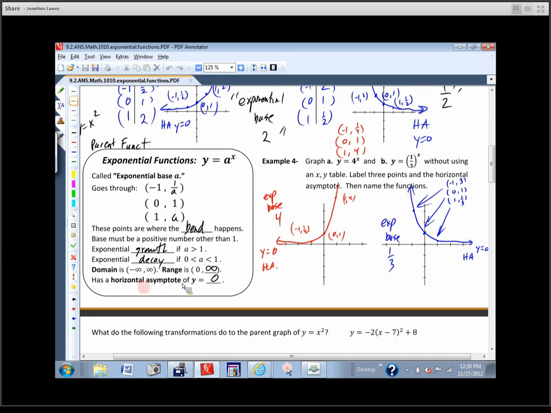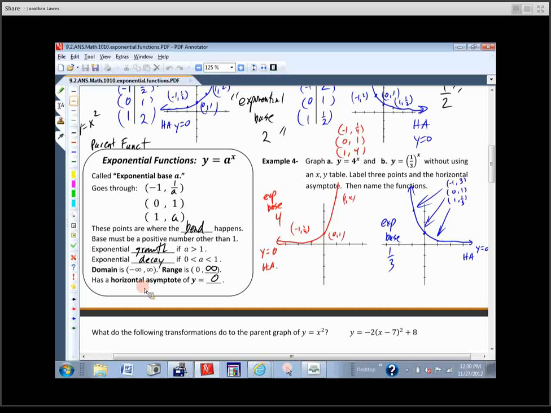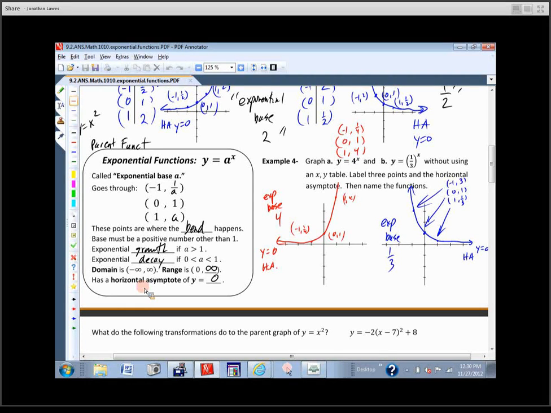The domain, you can plug in anything you want. Any number you want to plug into an exponential is totally okay. As far as the range goes, the only numbers we get out are positive numbers. So the domain is from -infinity to infinity. The range is from 0 to infinity, not including 0. And that's because we've got these horizontal asymptotes out here on this end. Y equals 0 is a horizontal asymptote out here, and y equals 0 is a horizontal asymptote out on the right end of a decreasing exponential function.